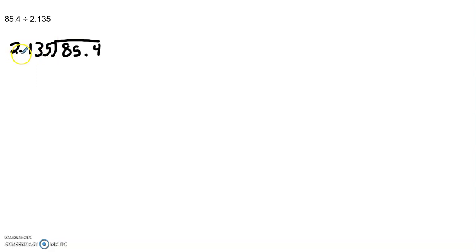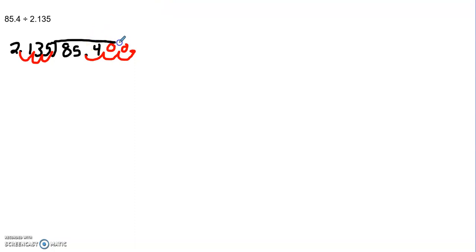whole number. So I go 1, 2, 3. Since I moved it 3 times here, I must also move it 3 times here. So I have 1, 2, 3. There's no digits here. All I have to do is add in my zeros.